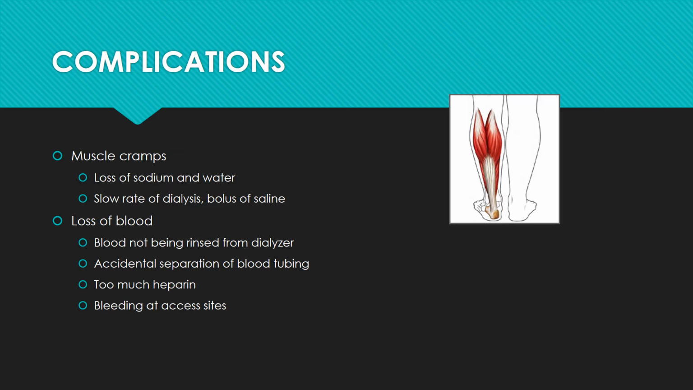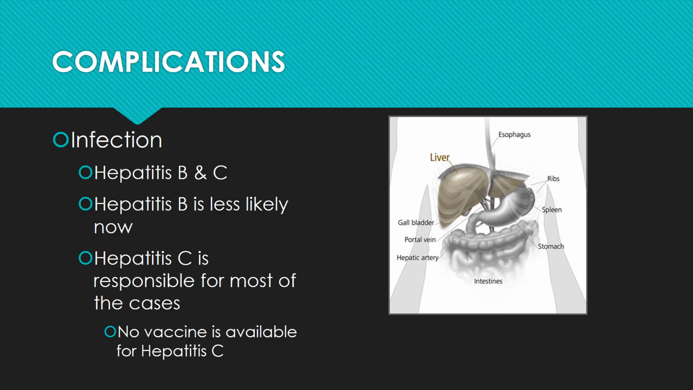Loss of blood, as I talked about with the dialyzer, if the dialyzer clots off, then I'm not able to return the blood and they lose a bit of blood that way. Accidental separation of blood tubing, that's pretty massive because that blood pump turns at a minimum of 300 mils per minute. And so if that comes apart, there's going to be blood everywhere and they could bleed out from that. Too much heparin, as I talked about, and bleeding at access site. Infection is also a big complication.